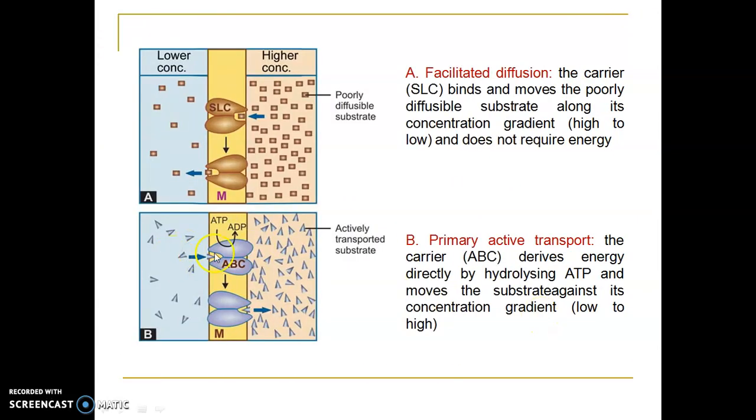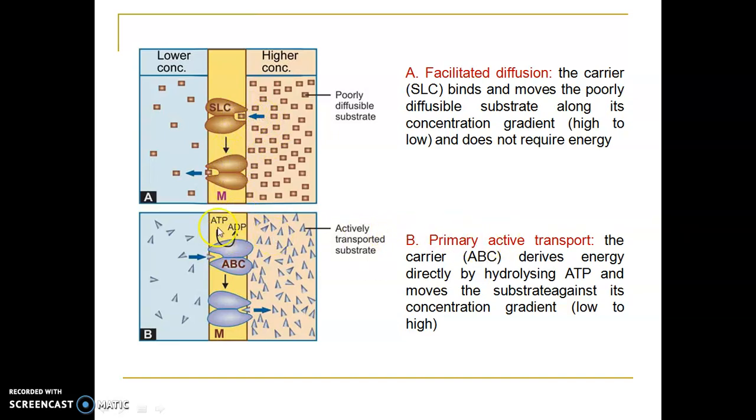Here is the diagrammatic representation of facilitated diffusion and primary active transport. Both of these are carrier mediated transports, wherein the drug gets attached to the carrier and is then transported to the other side of the membrane. The only difference is that in facilitated diffusion there is no involvement of energy.